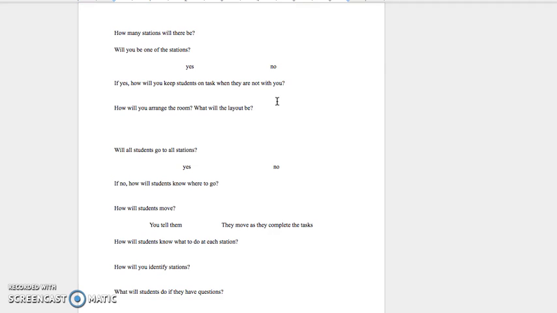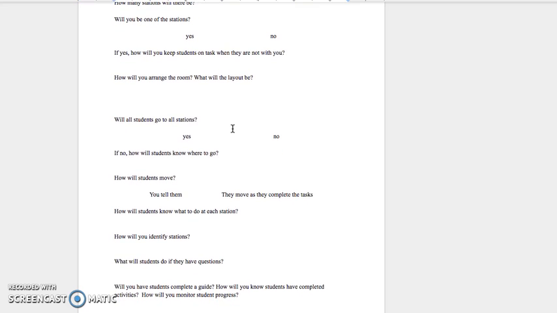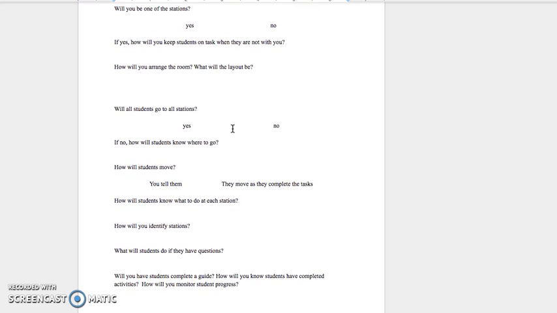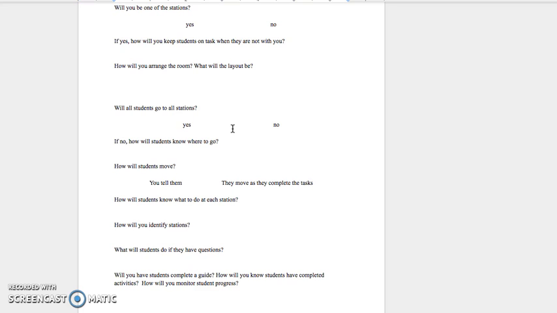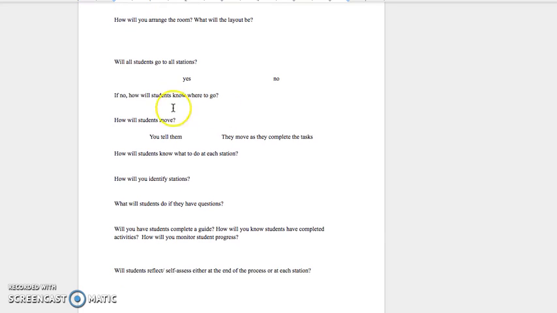It's important to think about the layout of the room and how I will rearrange the furniture to maximize stations. Because I have 30 students in each of my classes, I sometimes also need to pull in furniture from neighboring rooms. I always consider, will students go to all the stations?